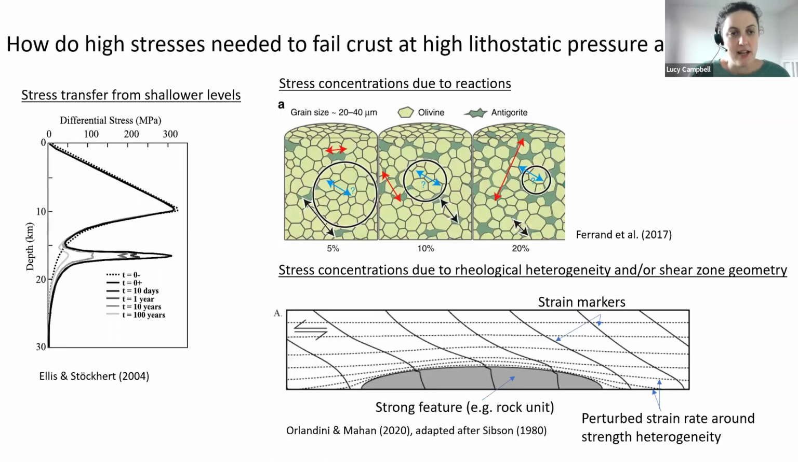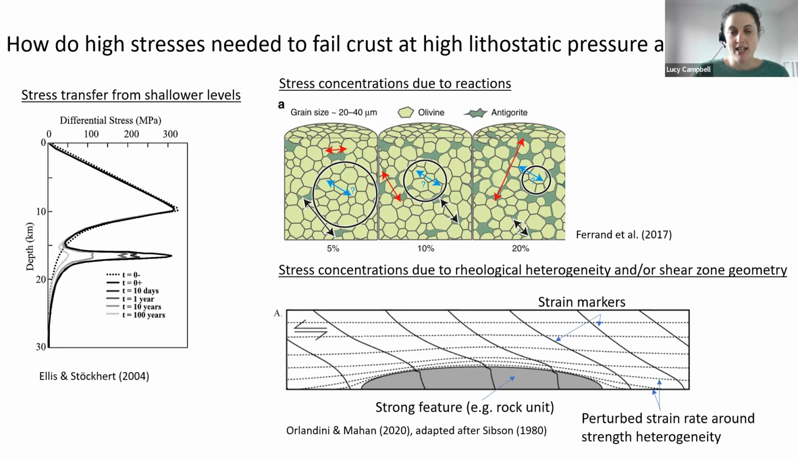I mostly look, or have looked recently, at that stress state. So how do we actually get the stresses high enough to reach the failure strength of strong rocks deep in the lower crust? Obviously this is a question which has preoccupied people for quite a while. And there are three main themes which I've picked out here as to how we might actually do that.